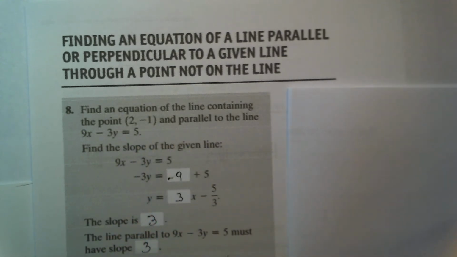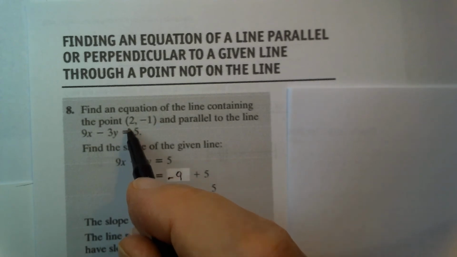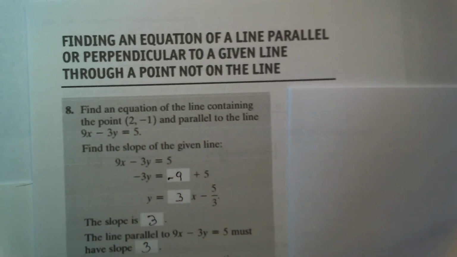So we use the slope-intercept form of the line we're looking for, y equals mx plus b, and we substitute 3 for m, we just determined that that's the slope, and 2 for x, that's the x coordinate, and -1 for y, that's the y coordinate. Then we solve for b. So -1 equals 3 times 2 plus b. So -1 equals 6 plus b. We subtract 6 on both sides. So b equals -7.